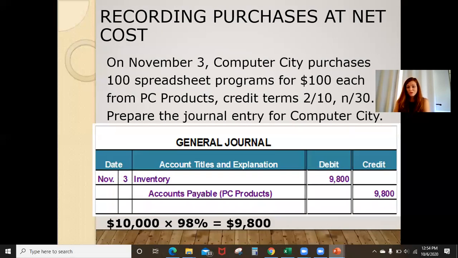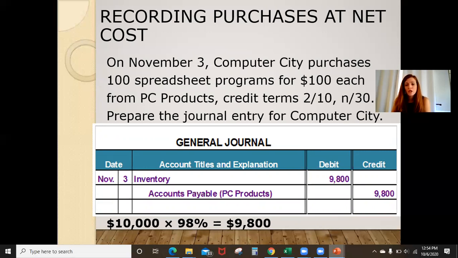So how do we account for that? That's the important thing here. So in this example, on November 3rd, Computer City purchased 100 spreadsheet programs for $100 each from PC Products. Their credit terms were 2/10, n/30. Prepare the journal entry for Computer City.